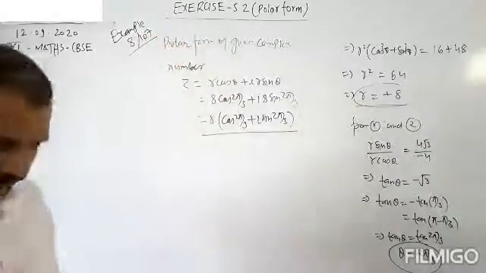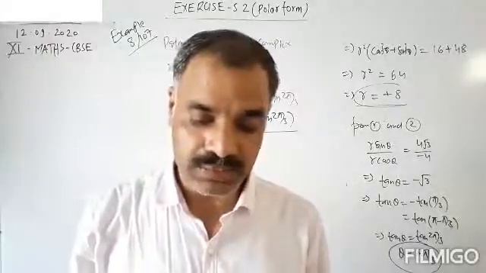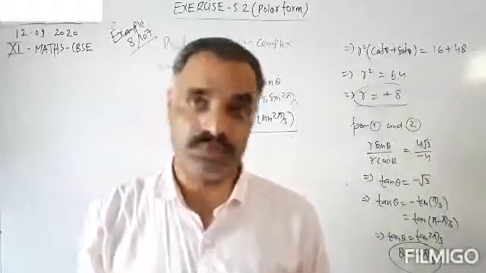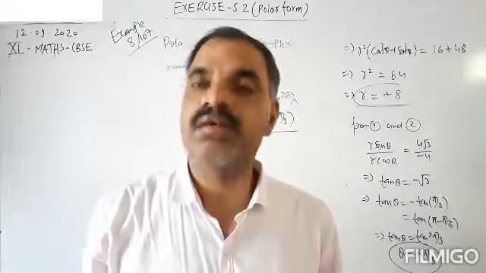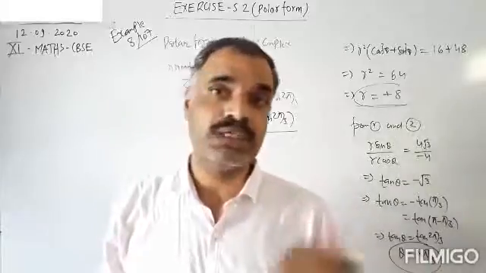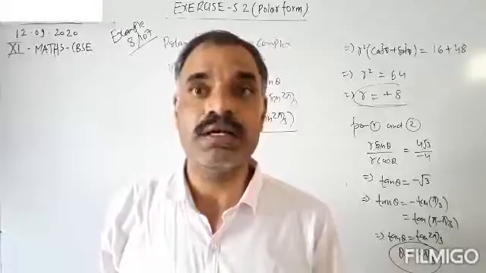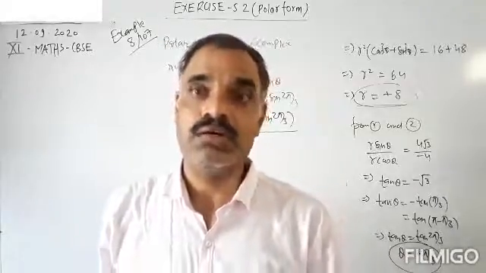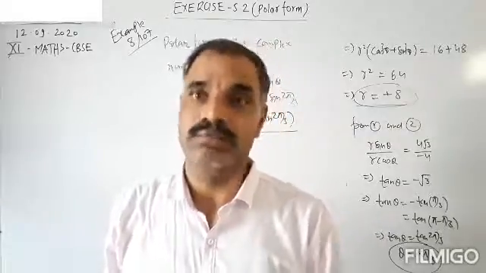Now let us take the questions from exercise 5.2. In question number 1 and 2 we have to find the modulus and argument, and in question number 3 to 8 we have to find the polar form. Both types of questions are the same. When we change the given number into polar form, we have to find the modulus and the argument also. So questions 1, 2, 3, 4, 5, 6, 7, 8, all are the same.